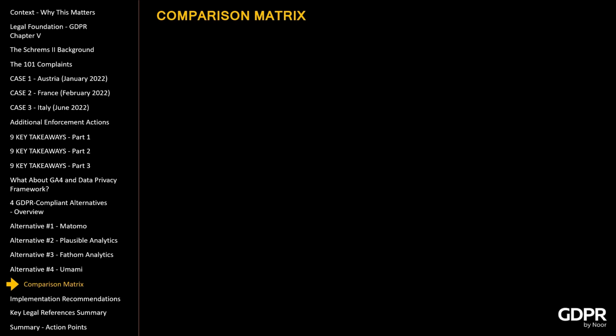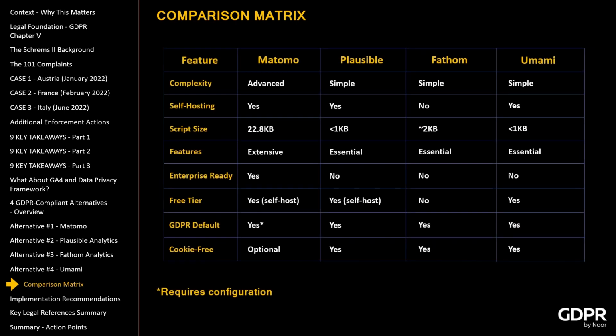Which one should you choose? Need advanced features? Matomo. Want simplicity with managed hosting? Plausible or Fathom. Developer who wants control and minimalism? Umami. This gives you a clear, fast way to choose the right GDPR compliant analytics tool.